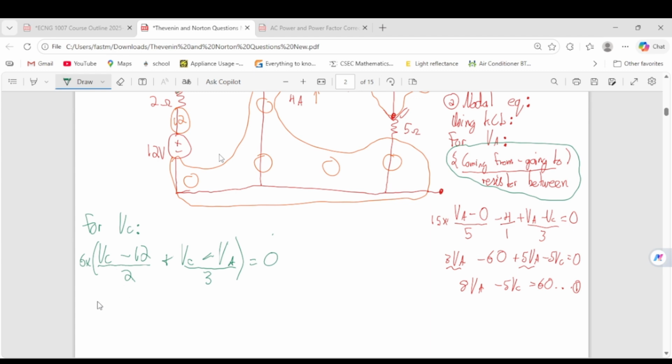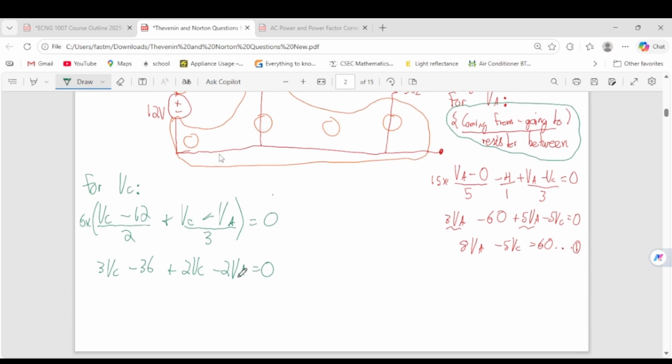So in this case, you'll end up with 3 VC and then a minus 36. It's 2 into 6 is 3, 3 by this and 3 by this. And then 3 into 6 is 2, so you end up with plus 2 VC minus 2 VA is equal to 0. And simplify. So what do we have in common? So we have 3 VC here, and we have 2 VC here, so you get 5 VCs and minus 2 VAs, and your constant is 36, and you get 36. So this will be equation 2.